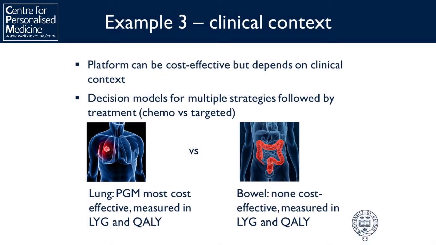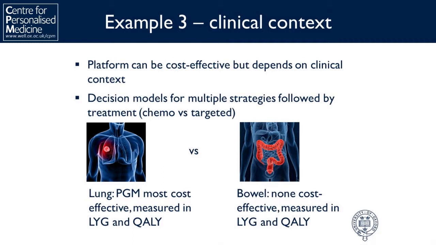So the last example is clinical context, because the platform in itself can be cost effective, but it does depend on the clinical context. And this has been mentioned in some presentations earlier today. Also the ICERs, the incremental cost effectiveness ratios, can change instantly depending on your clinical context. For example, lung cancer, the ICER was estimated to be £1,689, which is about €2,200 or $2,600 per life year gained.